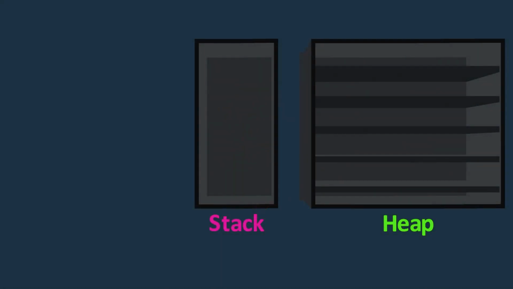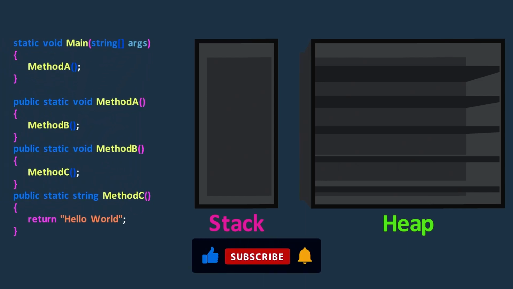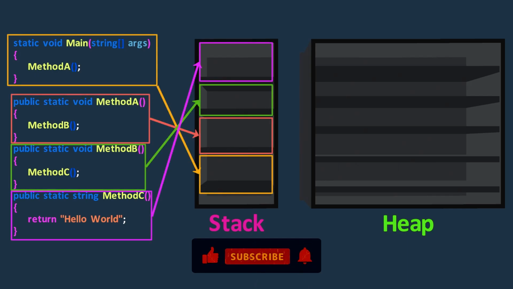Hello guys, welcome again. Let's start with the stack. Think of the stack as a vertical structure like a stack of books. When a method is called in C#, the CLR creates a stack frame on the stack.